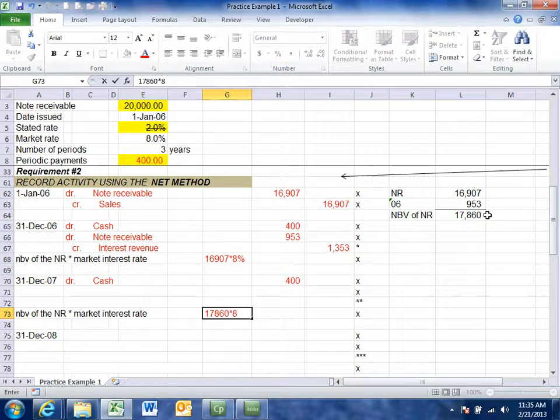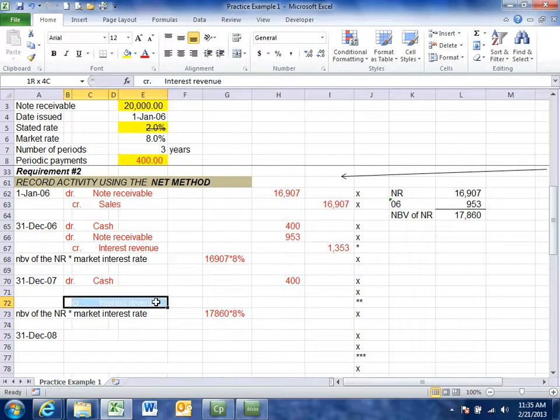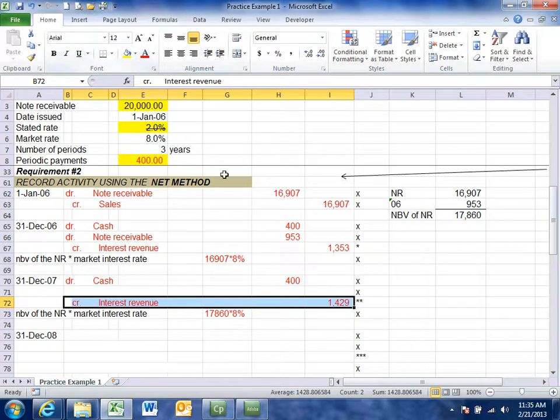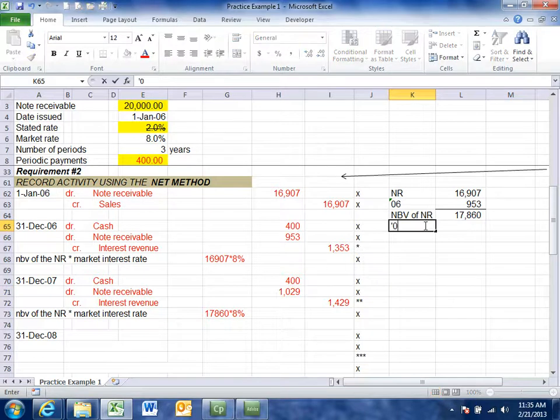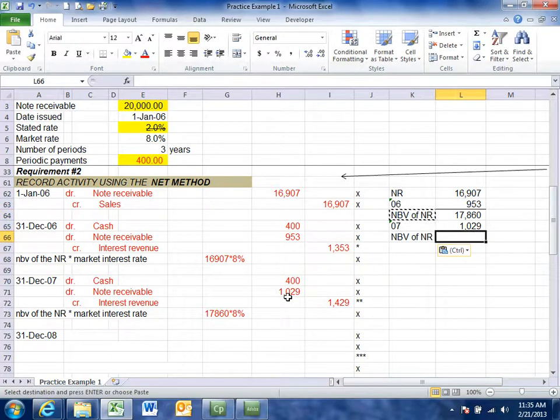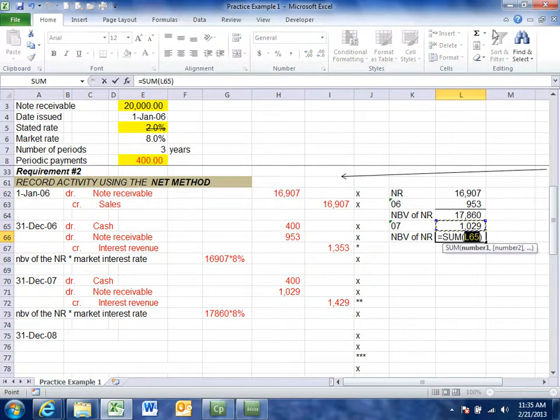The only difference is that this time when we plug the difference, which was $1,029, we're going to plug it directly to the note. Again, increasing the value of the note. So in 2007, we increased the note by another $1,029. So the net book value of the note for the next interest calculation is going to be $18,889.